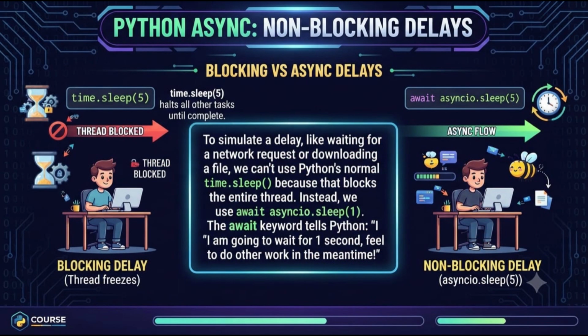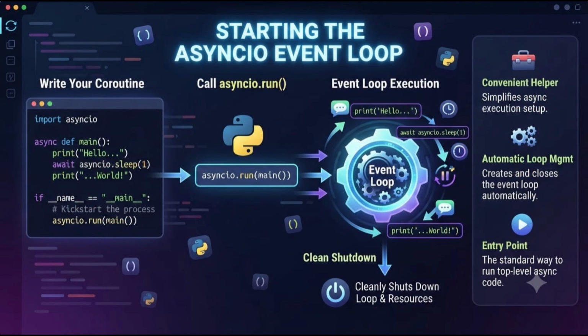To simulate a delay, like waiting for a network request or downloading a file, we can't use Python's normal time.sleep because that blocks the entire thread. Instead, we use await asyncio.sleep(1). The await keyword tells Python, I am going to wait for 1 second, feel free to do other work in the meantime.